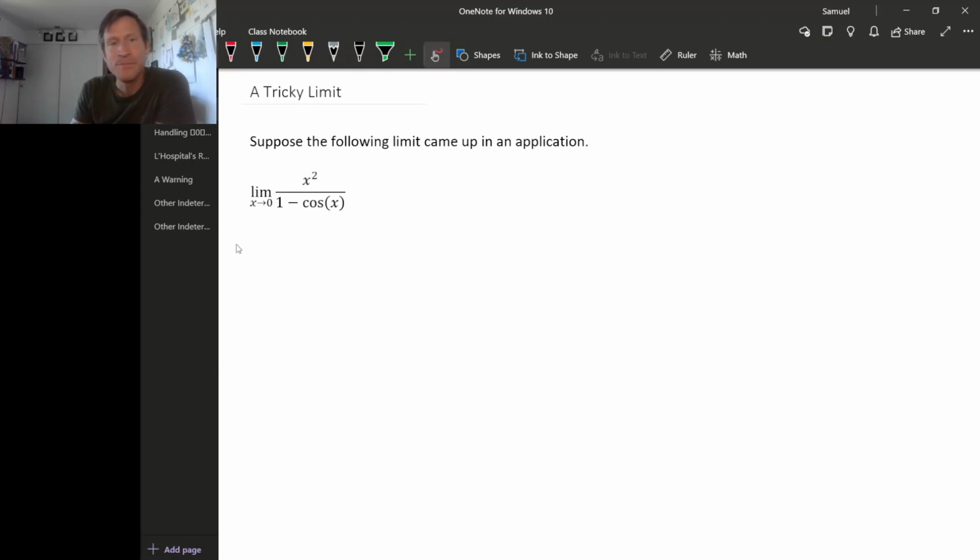Here's an example. Suppose we wanted to find the limit as x goes to 0 of x squared over 1 minus cosine x. Well, if you try to use the plugging in the number idea of evaluating a limit, in the numerator you're going to get 0 squared, and in the denominator you'll get 1 minus cosine of 0. Well, this is 0 over 0, right? Cosine of 0 is 1, so your denominator is 0. You get 0 over 0, and remember, that's not a number.